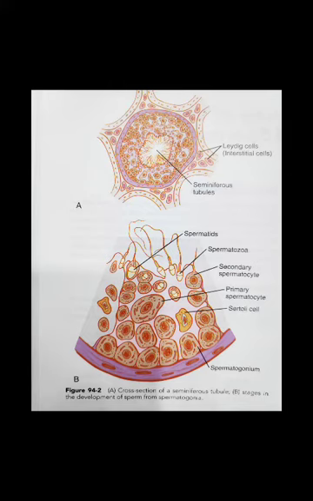All right. So finally, the basic functions of the testis are production of sperms and the androgen, that is testosterone. So sperms are produced in the seminiferous tubules, and testosterone is produced in the interstitial tissue, by the interstitial cells of Leydig. That is basically the important thing.